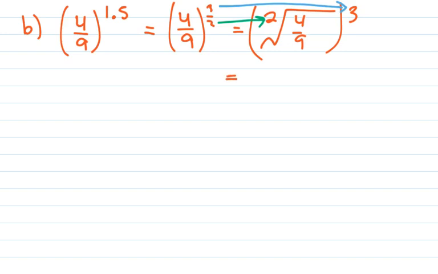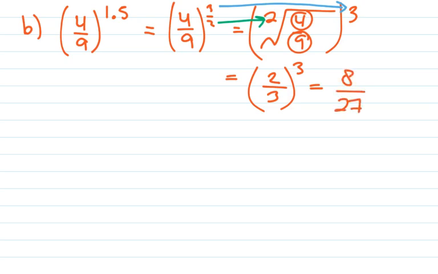So now 2 is just the square root. So the square root of 4/9, the square root of 4 is 2, and the square root of 9 is 3. So now I have 2/3 cubed. 2/3 cubed is 2 times 2 is 4 times 2 is 8, over 3 times 3 is 9 times 3 is 27. So 4/9 to the power of 1.5 is equal to 8/27.